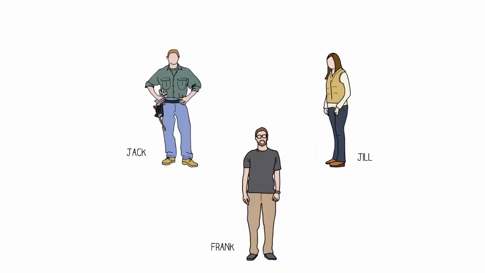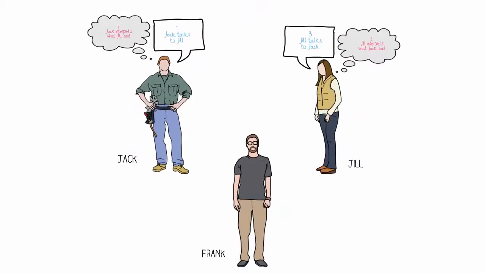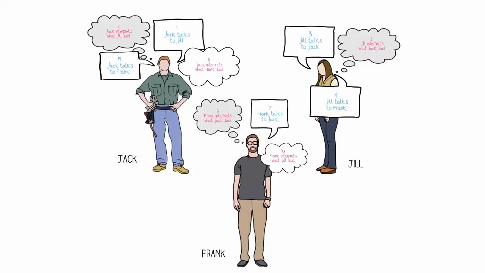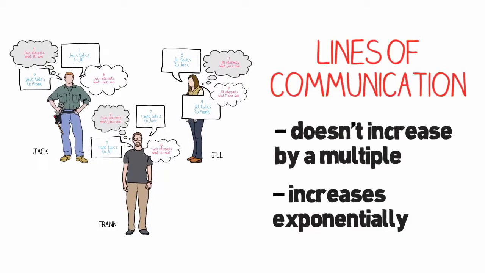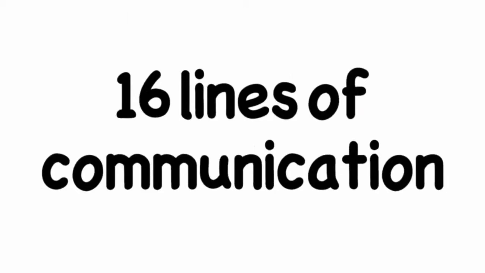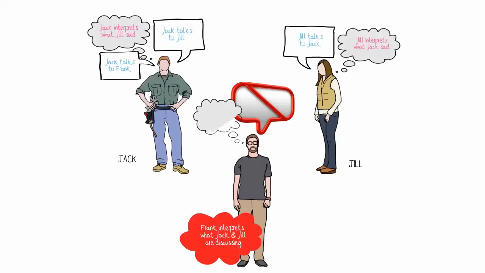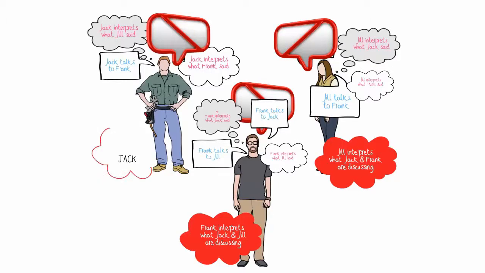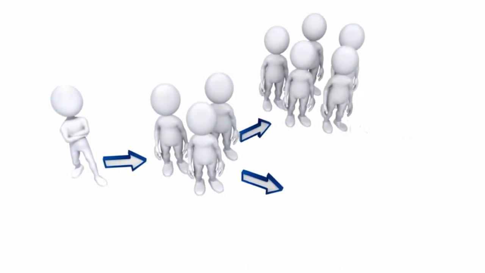So if we add Frank to the team, how many lines of communication exist? Most people would say there are 12 lines. But what most people don't know is that it doesn't increase by a multiple. It increases exponentially. There are 16 lines of communication because even though the quiet one is not communicating, they are interpreting what the others are saying to each other. So as the company grows, it's natural that things become more complex if we don't become obsessively aware of this.